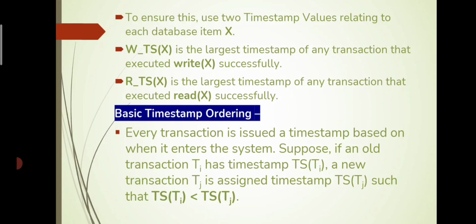Basic timestamp ordering. Every transaction is issued a timestamp based on when it enters the system. Suppose an older transaction Ti has timestamp TS of Ti, a new transaction Tj is assigned a timestamp TS of Tj such that TS of Ti is less than TS of Tj.